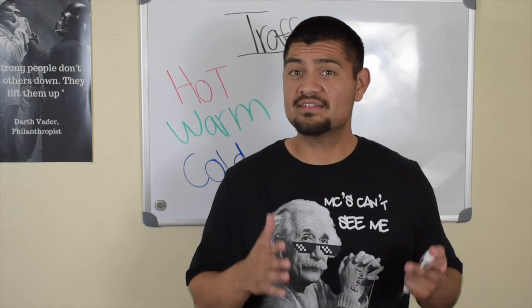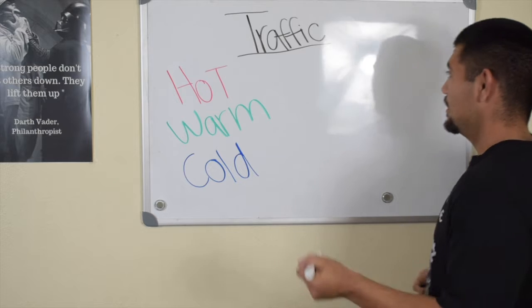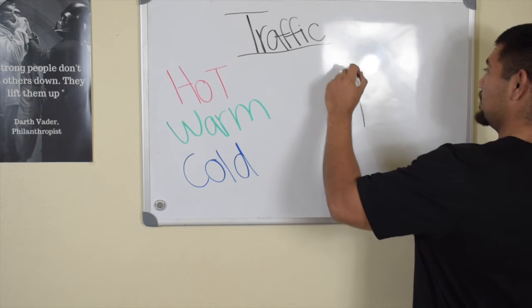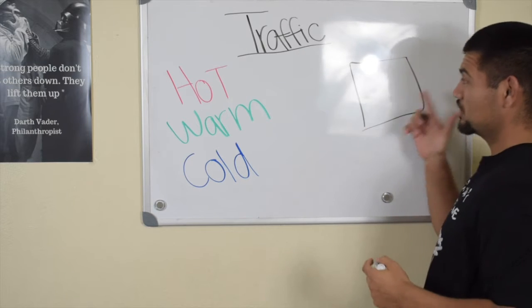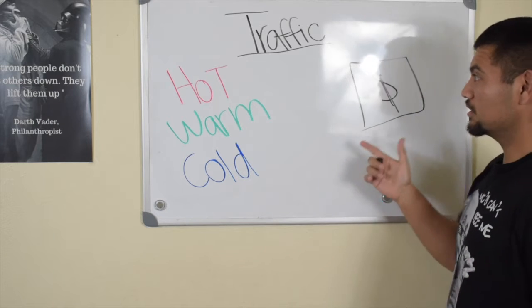So let me just give you guys an example. So we have our 3 different types of traffic right here. Let's say right here is where you want everybody to be directed to. This is ultimately where you want people to go to. This is going to be your sales page or your product page, whatever you want to call it.